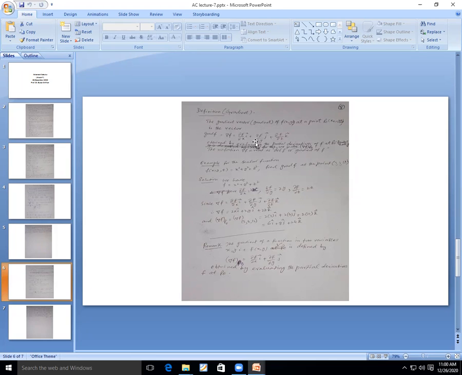For the gradient of a scalar function f in 3 variables x, y and z, it is defined as partial derivative of f with respect to x, i vector, plus partial derivative of f with respect to y, j vector, plus partial derivative of f with respect to z, k vector.